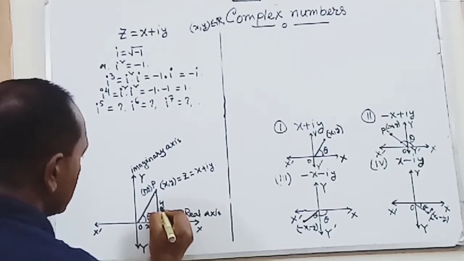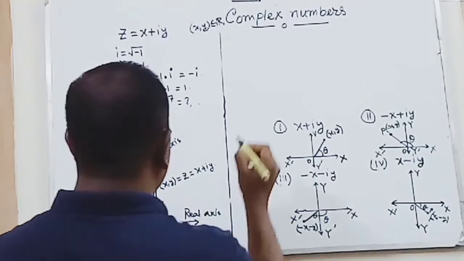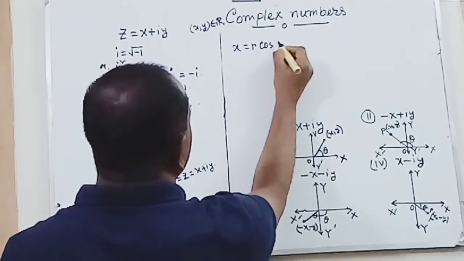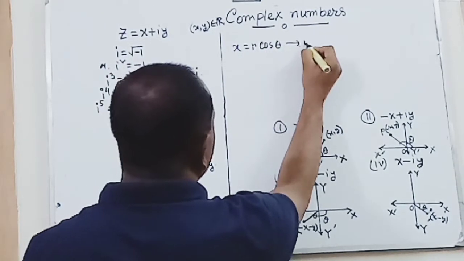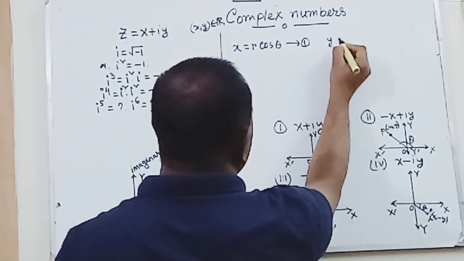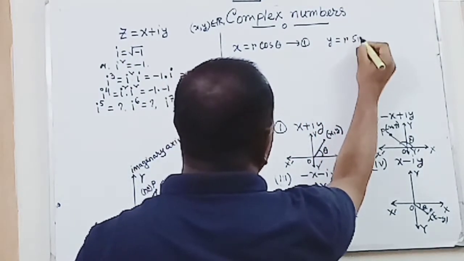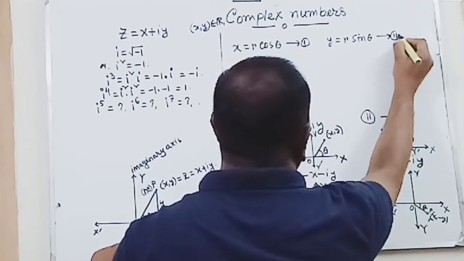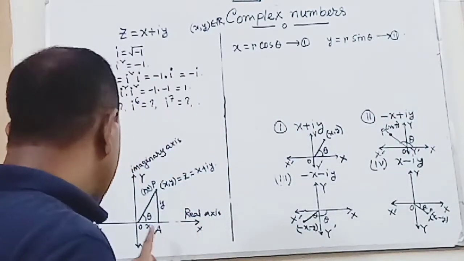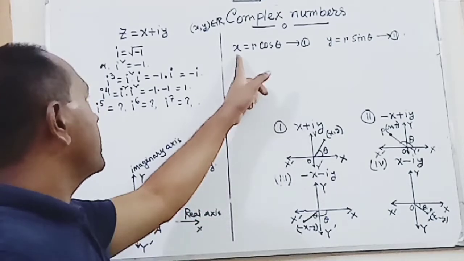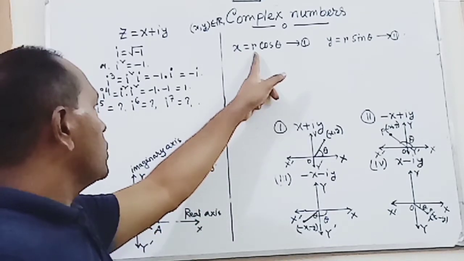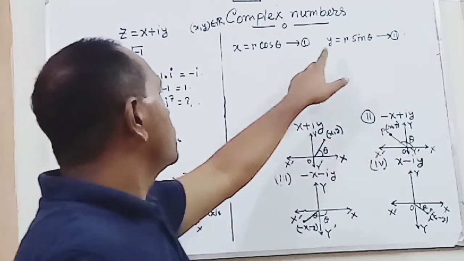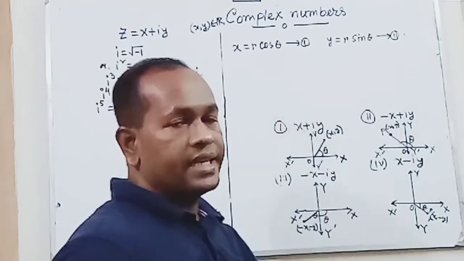So you can write x equals r cos theta as the first equation. Again y equals r sin theta is the second equation. Okay, because x is the horizontal, you can write x equals r cos theta. Again y is the perpendicular, so you can write y equals r sin theta.